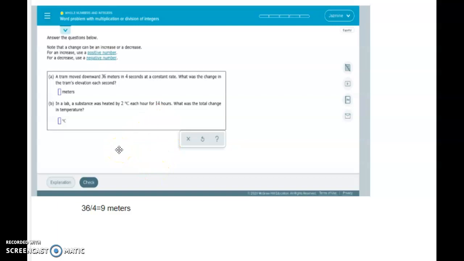In here it doesn't tell us a starting number. We're just going to calculate how much 2 times 14 would be in the end. So 2 times 14 is equal to 28 degrees Celsius. So that will be your answer. Celsius.